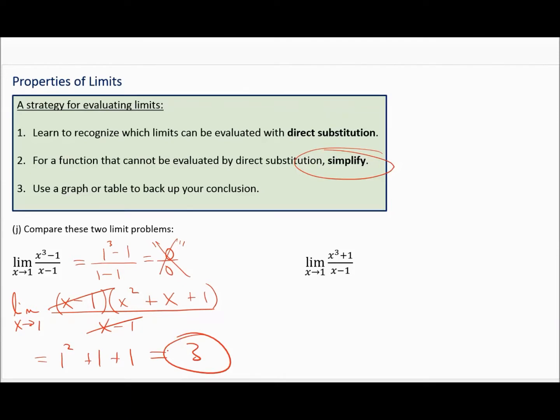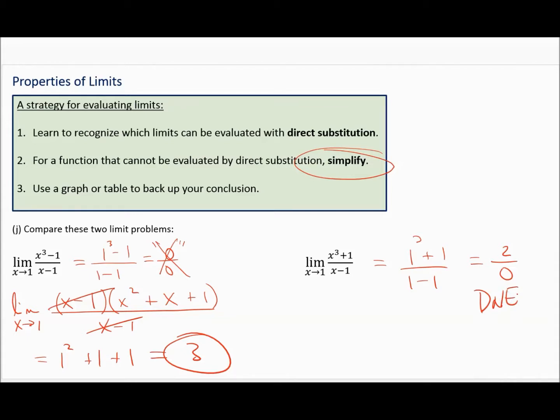Now this problem, if I take 1 and plug it directly in here, that would give me 1 to the third plus 1 divided by 1 minus 1, which gives me 2 over 0. Now a 2 over 0 is probably not going to simplify. A 0 over 0, I promise you will. A 2 over 0 is not going to work. As a matter of fact, you can expect this to be a DNE.